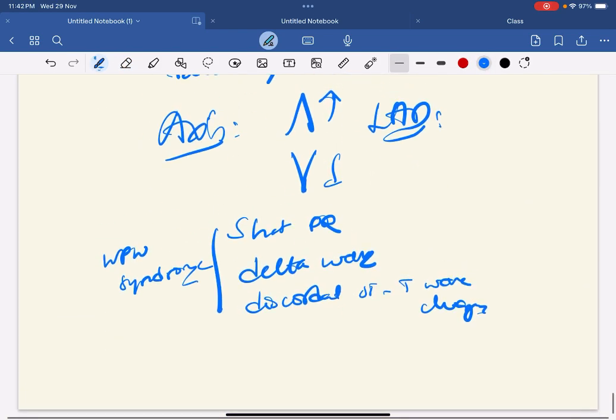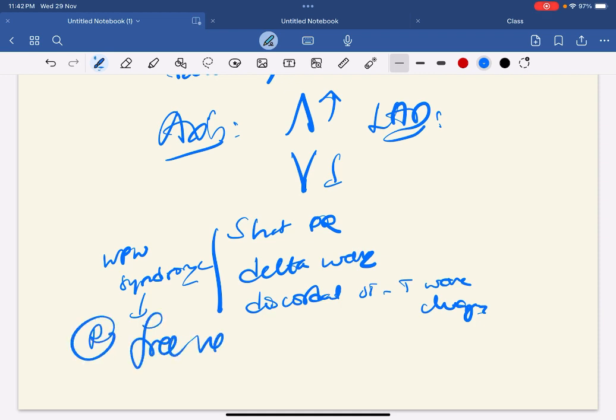So this ECG shows WPW syndrome with bypass tract on the right free ventricular wall. So this is the diagnosis of this ECG.